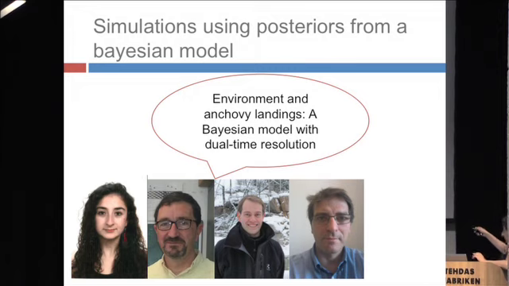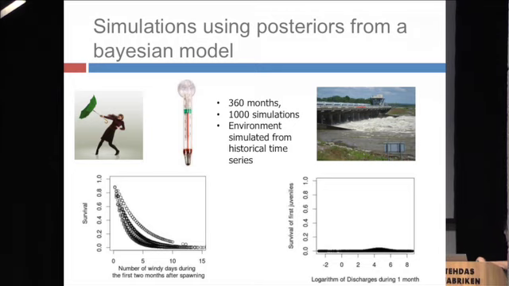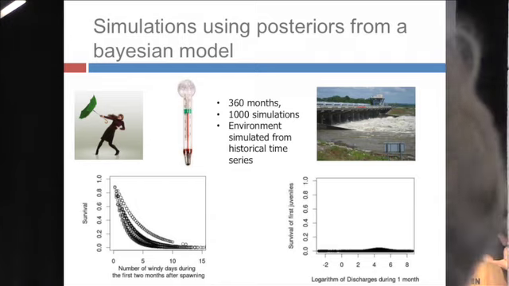The Bayesian model that Javier explained in the morning is used here. The posteriors from this model are used to make a forward projection model to simulate catches. With this model, we made 1,000 simulations for 360 months, 30 years, using the environment simulated from historical time series. And we noticed something.